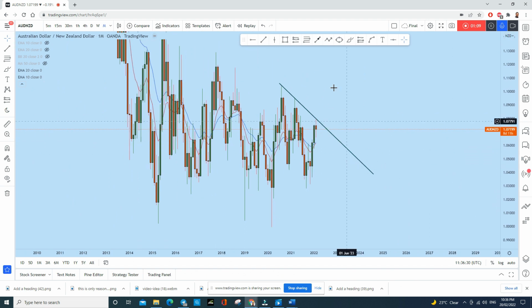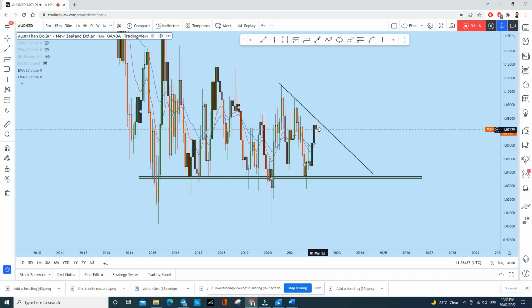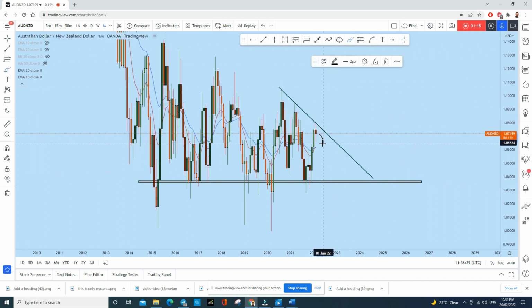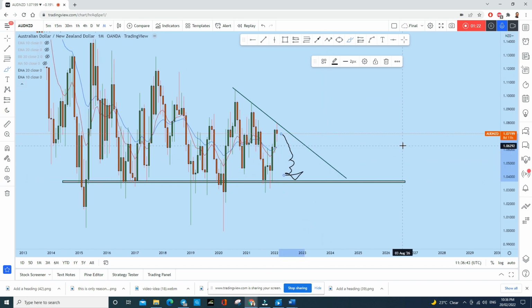And if you draw this level of support here, you see that AUDNZD is likely to fall back to this level of support. So we have a big move ahead on AUDNZD. On the monthly, we are bearish.